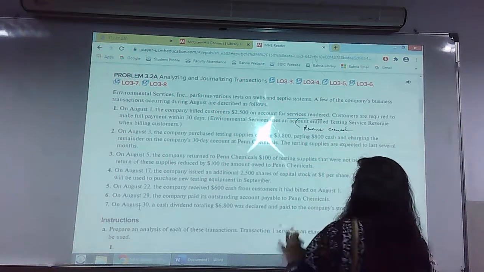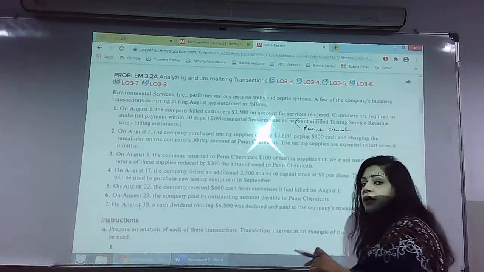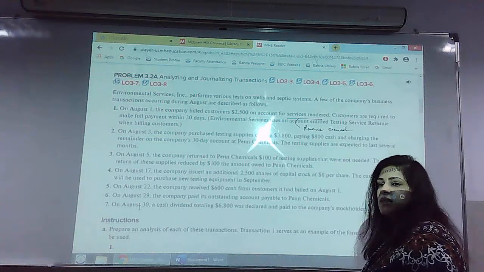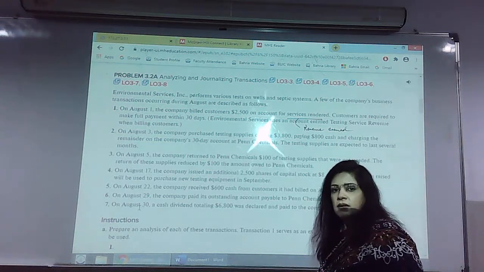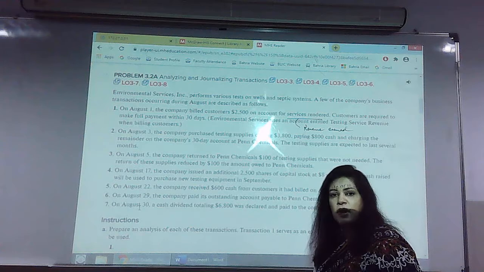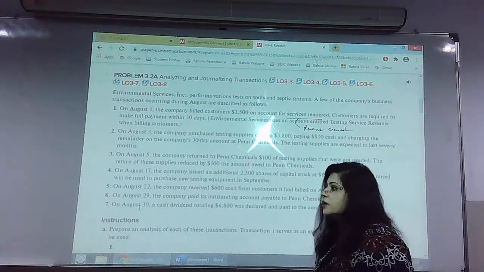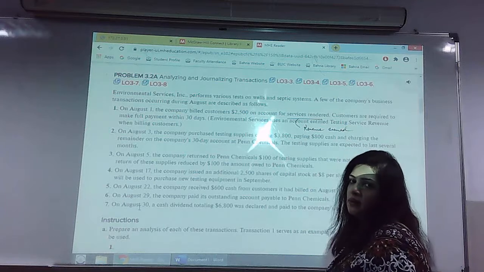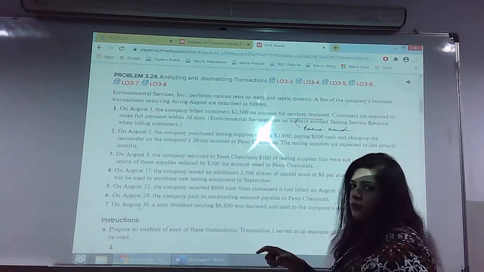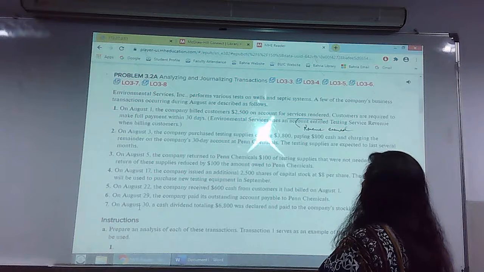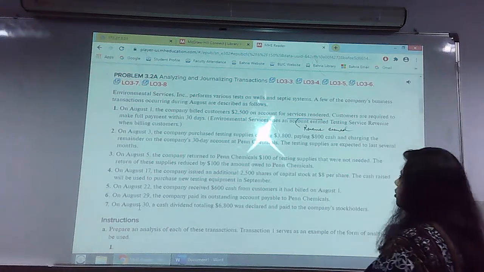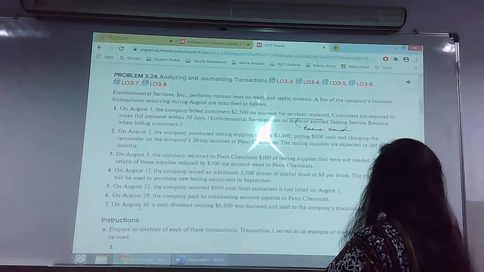Okay, so there's a term which is known as unearned revenue. It means that you haven't as yet rendered the services, but you have accumulated or accepted funds or cash for it. So you are not going to be recognizing it in the revenue portion of the income statement. Therefore, the customers are required to make full payment within 30 days.